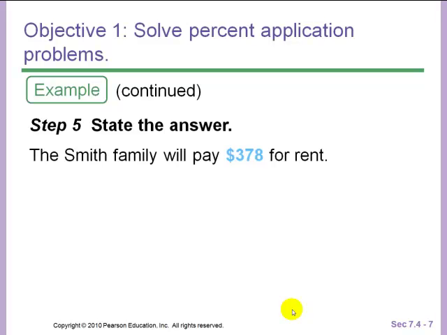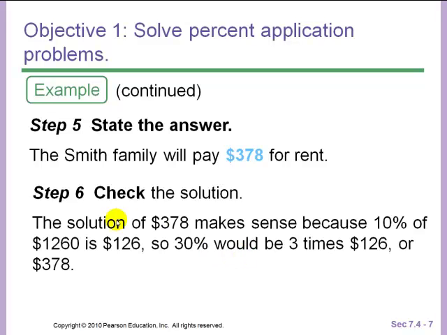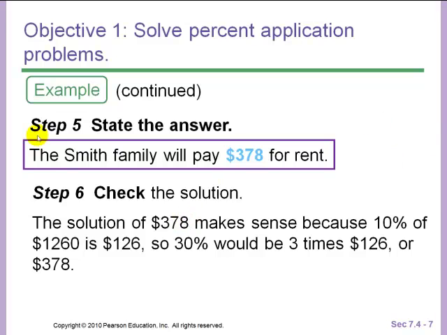Then make sure to state your answer with units. The Smith family will pay $378 for rent. It is a good idea to check your answer to see if it makes sense. In this case, 378 makes sense because 10% of the 1,260 is $126. So 30% would be 3 times that, which is exactly 378. Therefore, our answer is accurate.